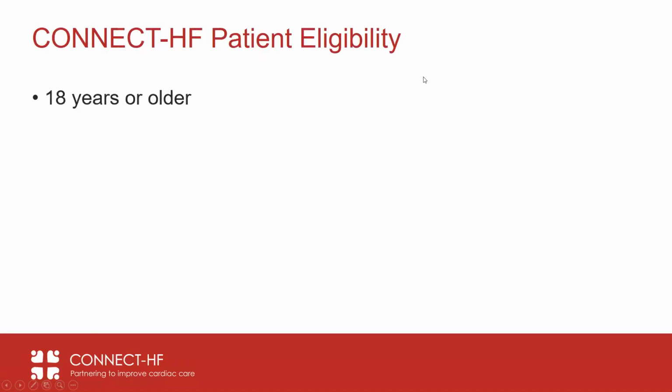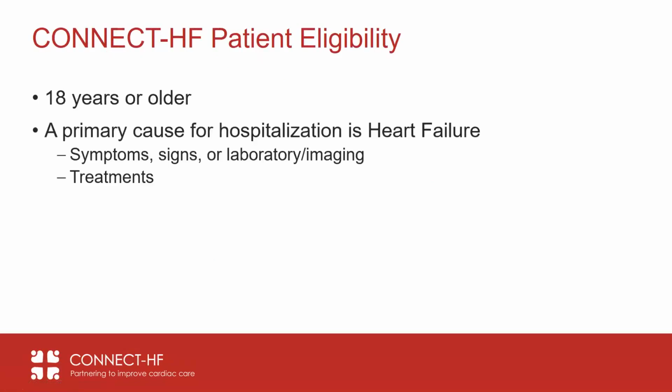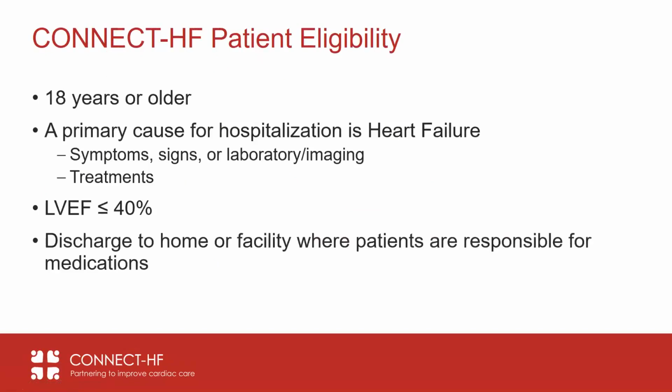In review of the inclusion-exclusion criteria, patients must be 18 years of age or older, with a primary cause of hospitalization of acute heart failure, an ejection fraction of less than or equal to 40%, and discharge home or to a facility where the patient is responsible for their own medication.